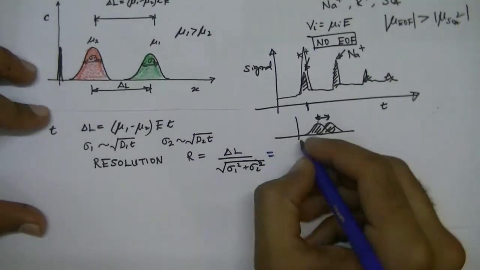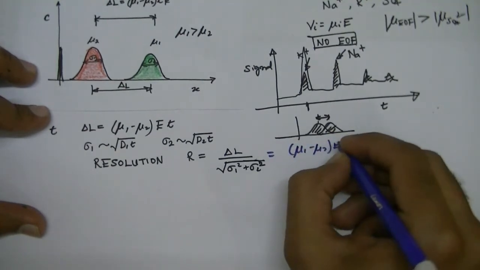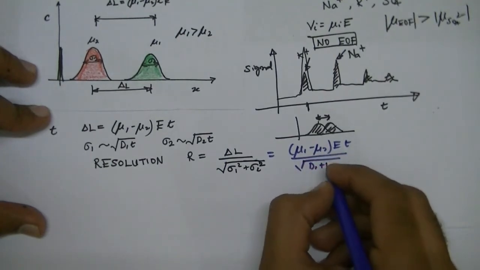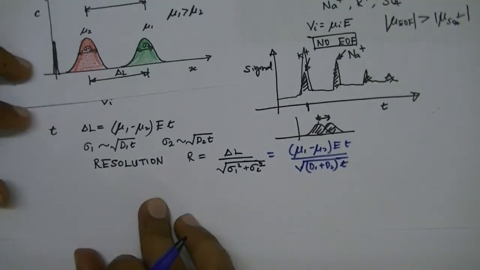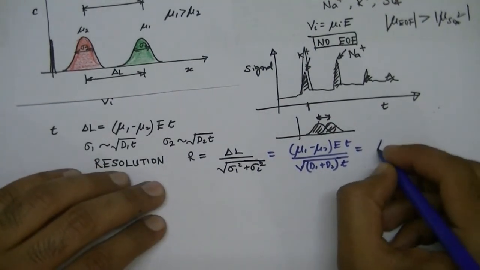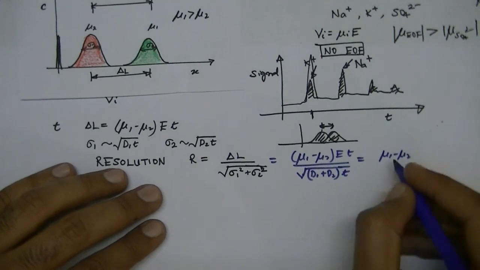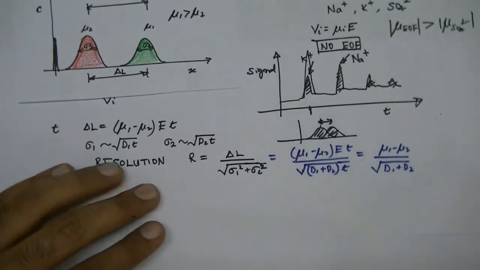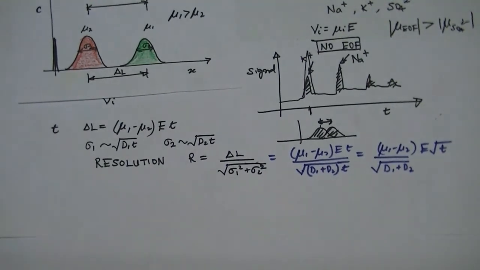So we have delta L is mu1 minus mu2 times electric field times time, and this is D1 plus D2, which is the diffusivity, times time, and the square root of this whole quantity. We can further simplify this as mu1 minus mu2 over D1 plus D2 times electric field, and now we have square root of time.